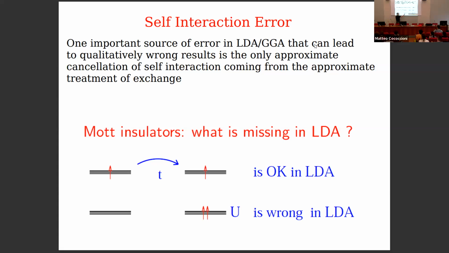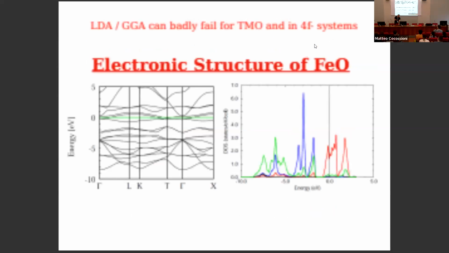So the fact that when you have two electrons on the same side, the second electron interacts with the electron that is already present, but does not interact with itself. This is not taken care of correctly by LDA. And so if the localization of the orbital is large, then treating it at the LDA level or GGA level is not too good. So what can you do for that?